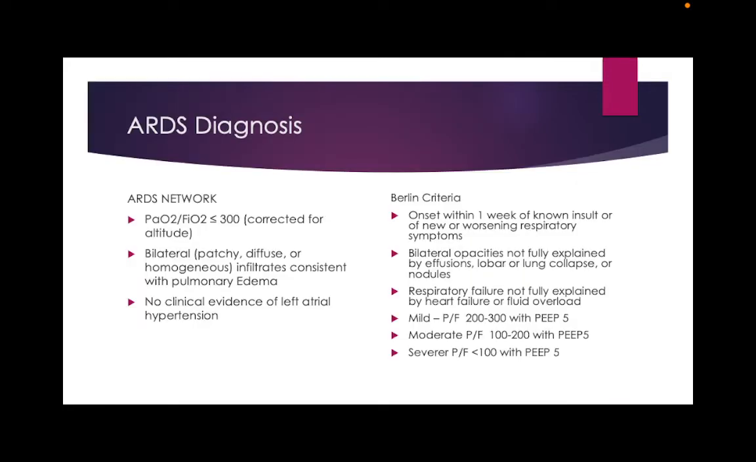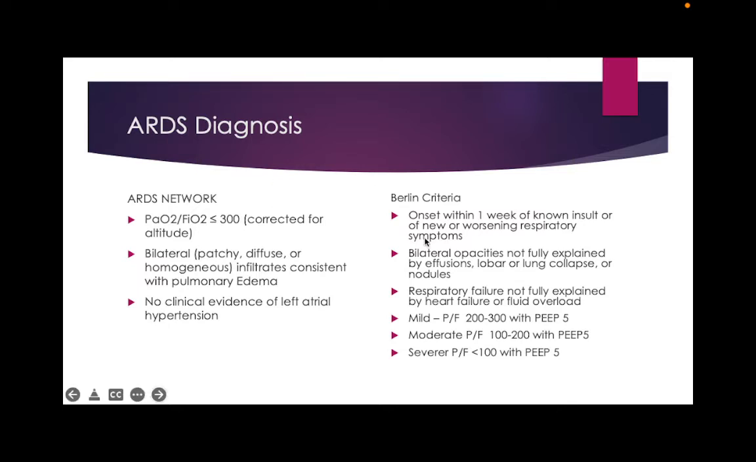And then this is kind of no evidence of left atrial hypertension. They used to talk about doing a pulmonary capillary wedge pressure, which I've never done in my life. So you have to float a Swan-Ganz catheter in there. But what you're doing is you're ruling out cardiac, okay? It looks like it's cardiac, but it's not cardiac. So you can do a quick echo, look at the heart, look at what else is going on. So that's the ARDS Net criteria.